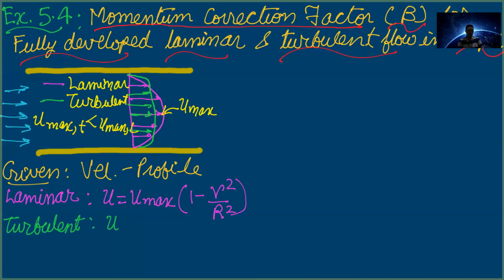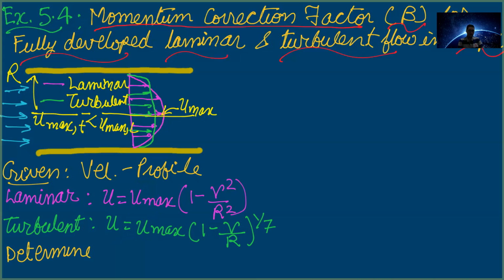For turbulent flow, what I have shown by this green curve is mathematically expressed as u equals u max times 1 minus small r by capital R to the power 1 by 7. This is a much flatter velocity profile, and capital R is the radius of the pipe, as I listed while drawing. You have to determine the momentum correction factor. What is this momentum correction factor? I will come back to this a little later, just hold on. You have to obtain this beta for both laminar and turbulent flow.